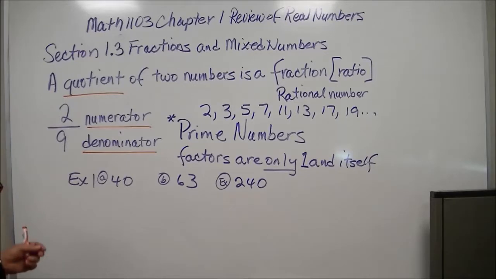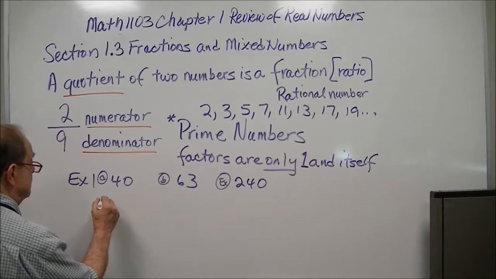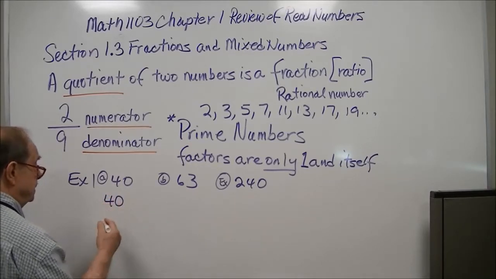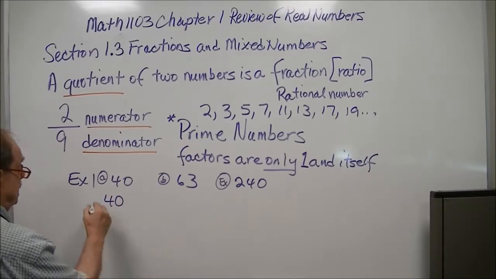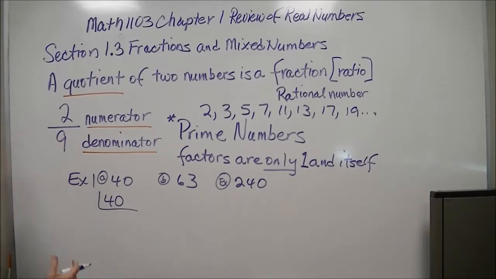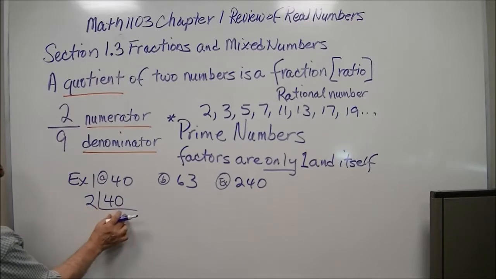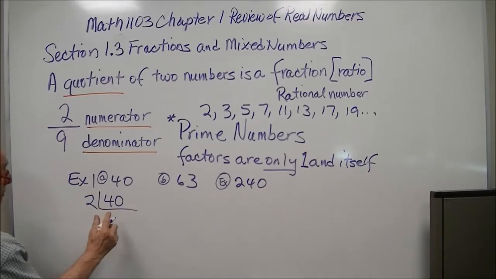So, what would be the technique of developing what we call a prime number factorization? And the answer would be, take the number you're dealing with, and sometimes they use a tree. I like this technique, you can use a tree if you like. So I see that that's even, so I know I can take a 2 out of there. So 2 goes into 40 20 times.